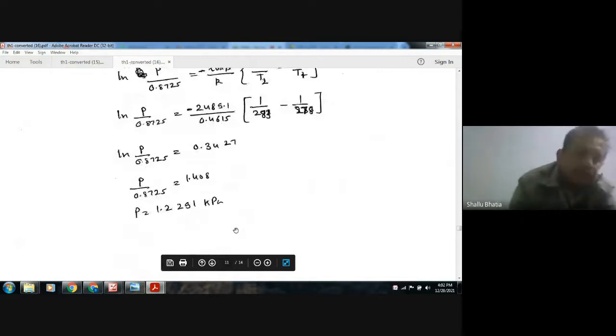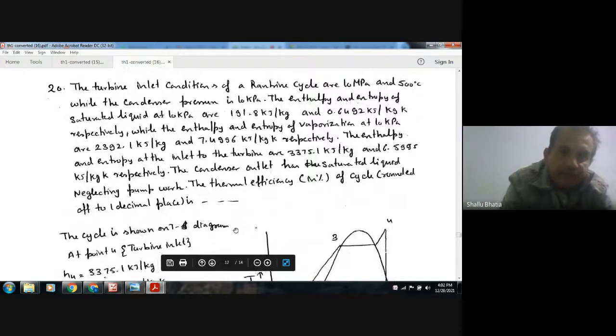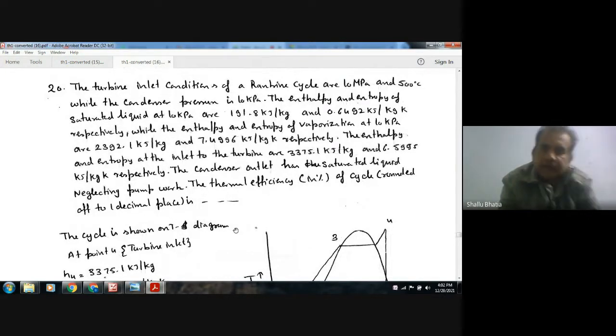Next, this is also asked in the newspaper. The turbine inlet conditions of a Rankine cycle are 10 MPa and 500 degrees Celsius, while the condenser pressure is 10 kPa. The enthalpy and entropy of saturated liquid at 10 kPa are 191.8 kJ/kg and 0.6492 kJ/kg per degree respectively. While the enthalpy and entropy of evaporation at 10 kPa are 2392.1 kJ/kg and 7.4996 kJ/kg per degree respectively.